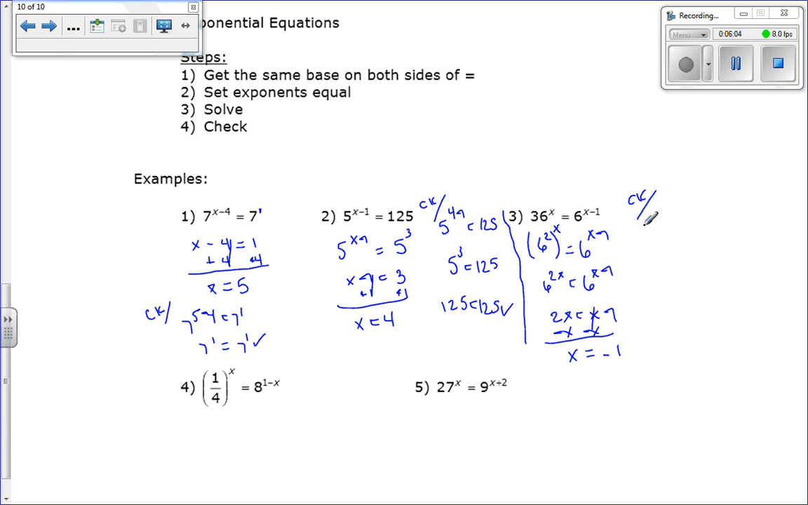For the check, I have 36 to the negative 1 equals 6 to the negative 1 minus 1. Doesn't even look like a minus 1. So 36 to the negative 1 is just 1 over 36, equals 6 to the negative 1 minus 1, which is negative 2. So 1 over 36 is equal to 1 over 36.